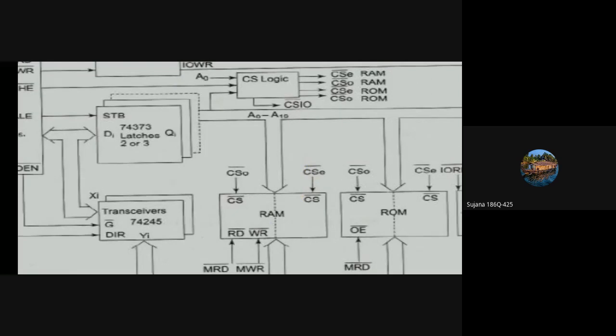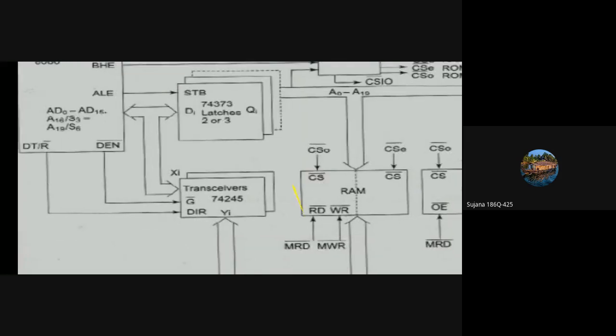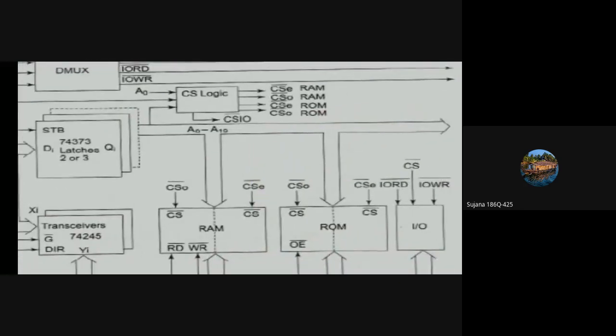You can also see, from the upper side of the RAM, the address. Here the latch will take the address. Latches will take only the address available in the address data lines, and transceivers will take the data available in the address data lines. So both address and data will be stored in memory. You can see the connections.